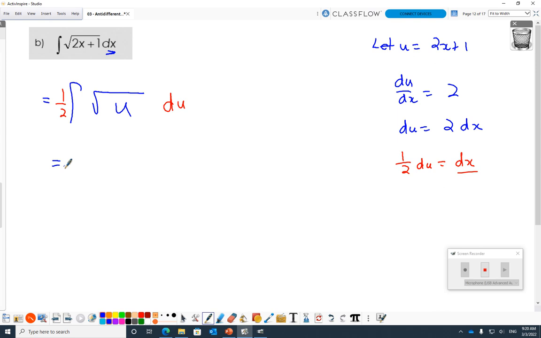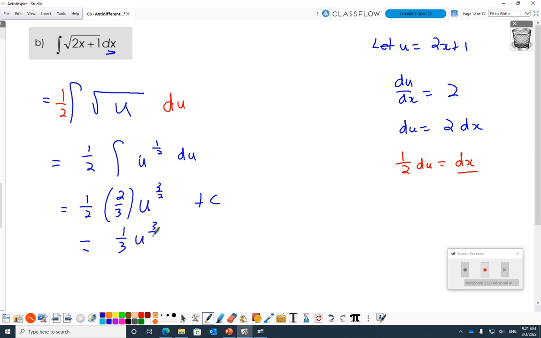Let's see, 1/2 integral of u to the 1/2 du. Now the antiderivative of u to the 1/2. Let's see, add 1 to the exponent, u to the 3/2, and then divide by 3/2. But I don't do that. I got to be honest with fractions. I just put the flipped fraction out front. That's the pizza I need. There is the 2/3, because 3/2 times 2/3 is 1. Plus c, and then a little simplification here. 1/2 times 2/3 is 2/6. This is 1/3 u to the 3/2 plus c.